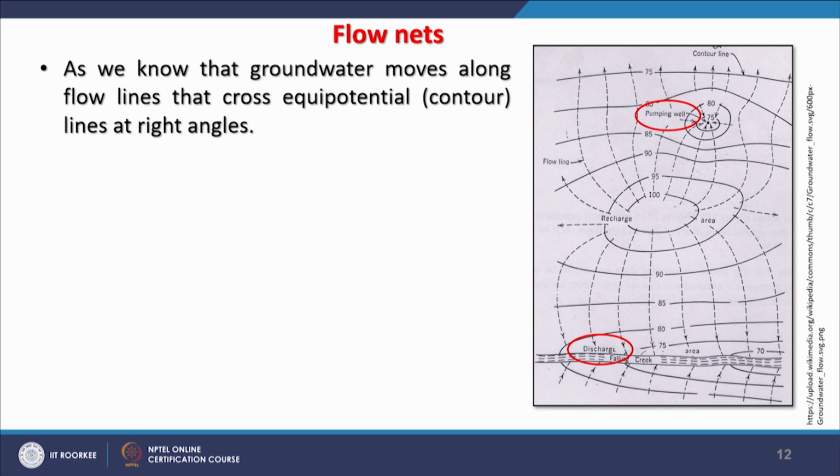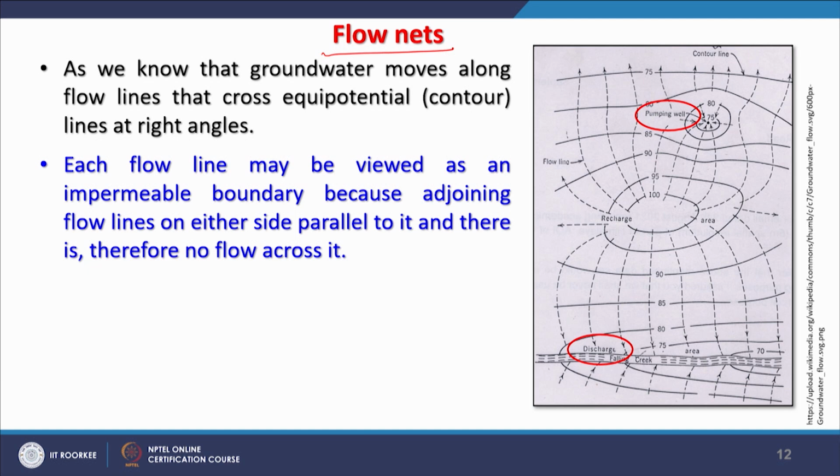So now, through flow nets, the groundwater moves along flow lines that cross equipotential lines, that is contours, at right angles. Each flow line may be viewed as an impermeable boundary because adjoining flow lines on either side are parallel to it, and therefore there is no flow across it. So flow is not across these flow lines; it is only along the flow lines.